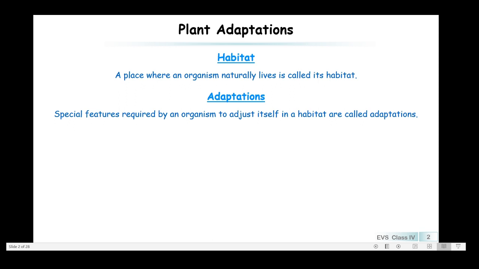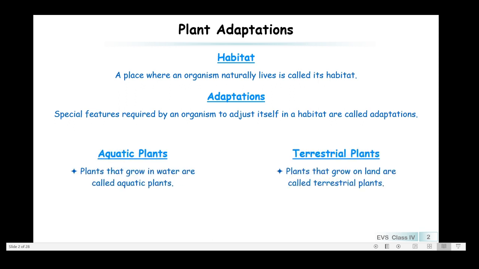Then we have two types of plants, aquatic plants and terrestrial plants. As we know, aqua means water. So plants that grow in water are called aquatic plants and plants that grow on land are called terrestrial plants. Here in this video, we'll talk about terrestrial plants.